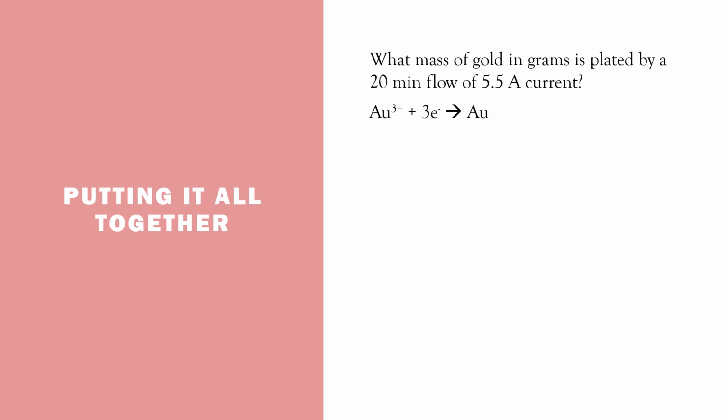Okay, so it says what mass of gold in grams is plated by a 20-minute flow of a 5.5 amp current. And it gives us this equation for the gold. That way we know that there's 3 moles of electrons being transferred.